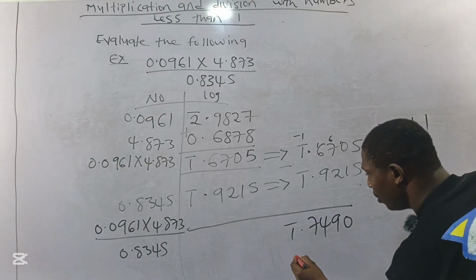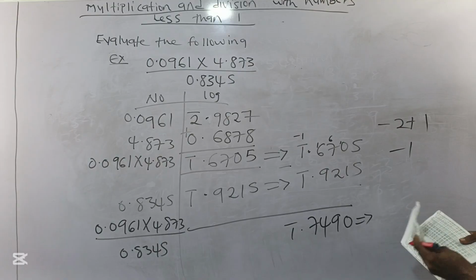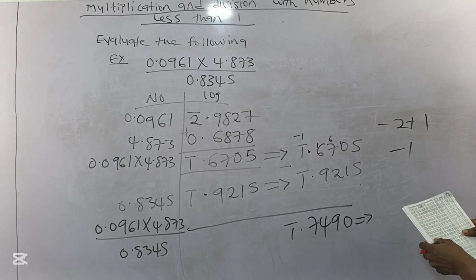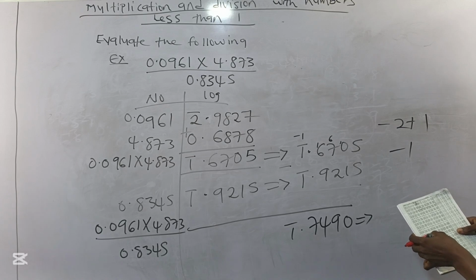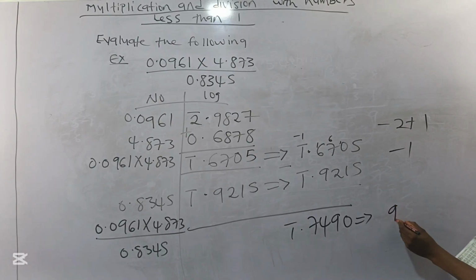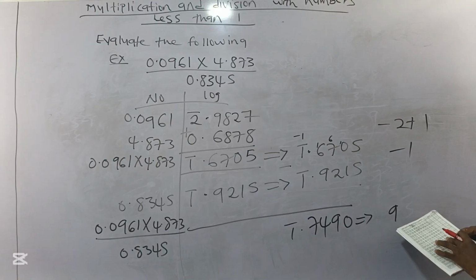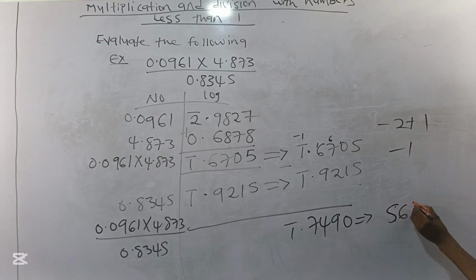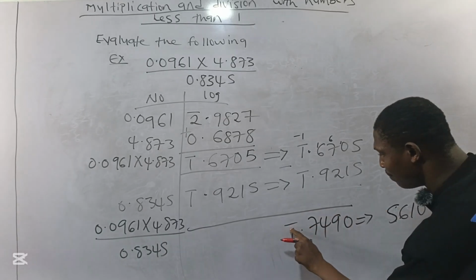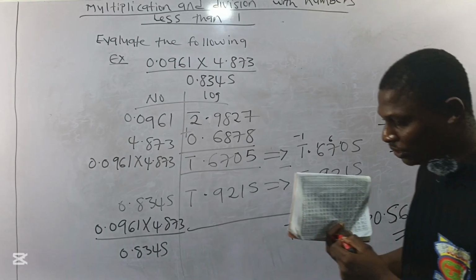So I will have my antilog as 76 under 9. 74 rather under 9. 74 under 9 is 5610, yes. 5610. Since there's no difference of 0, this becomes my answer. But this is bar 1, meaning I need 1 zero before the real number. So I have 0 point, and this is my final answer.